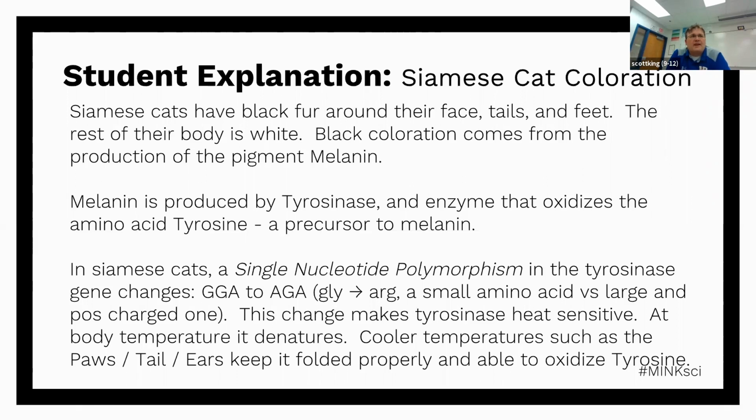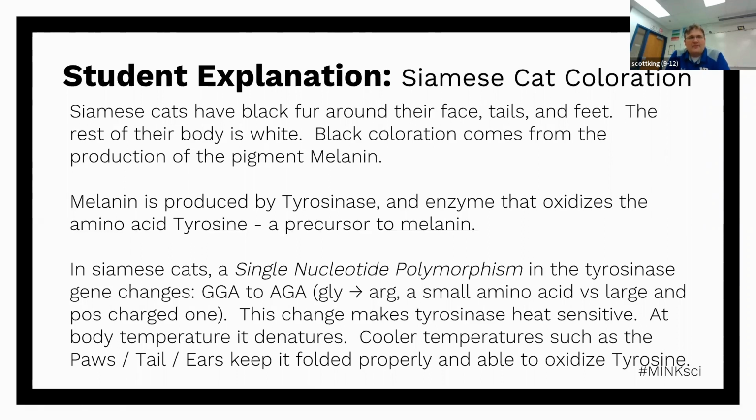Melanin is produced by an enzyme called tyrosinase, which oxidizes the amino acid tyrosine, which is itself a precursor to melanin. So once I oxidize that, I can make melanin. So in Siamese cats, a single nucleotide polymorphism, or a single base pair mutation in the tyrosinase gene, changes GGA to AGA. So one single letter base pair change changes it from a glycine to an arginine amino acid in that one spot. And it changes the shape of the amino acids, which changes the structure of the protein.